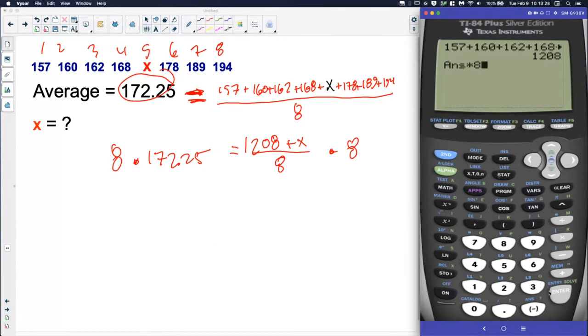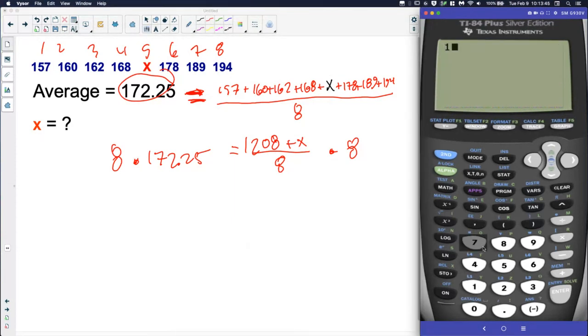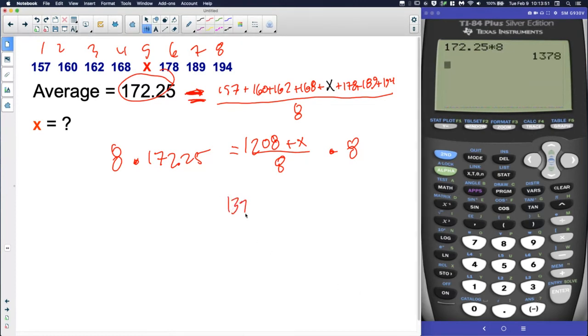So times 8. Then I get 9664. Wait, sorry, I did that wrong. Clear. So 172, got ahead of myself. 0.25 times 8. There we go. I like that number better. 1378 equals 1208.